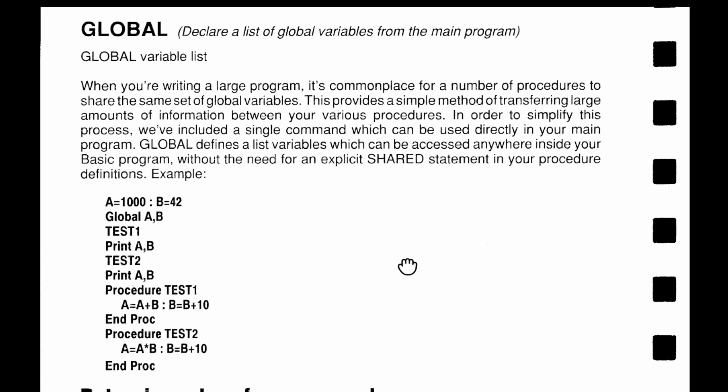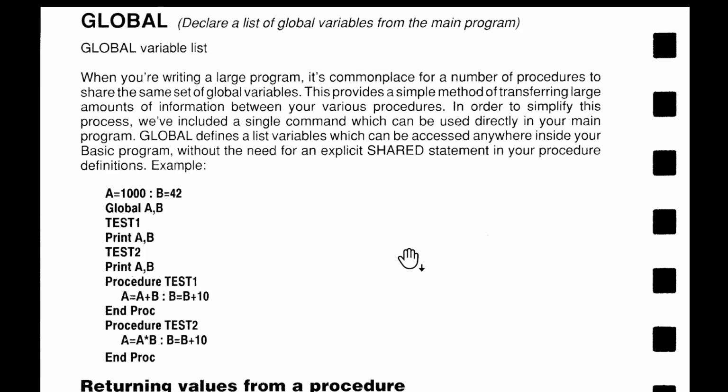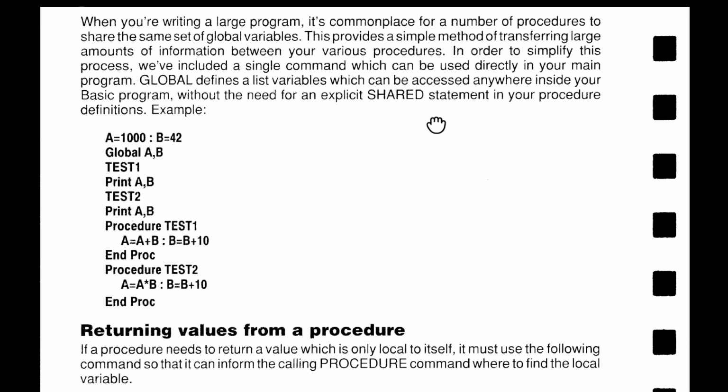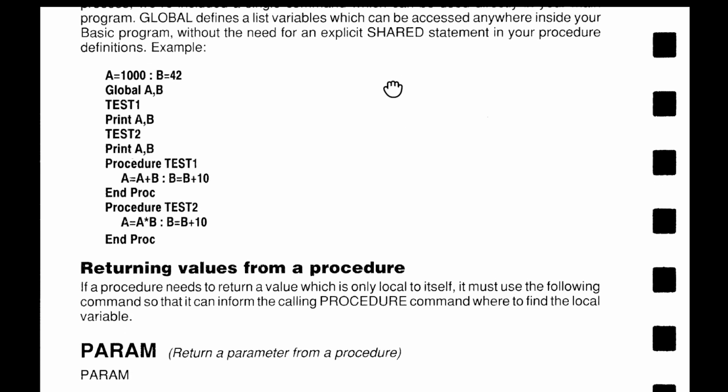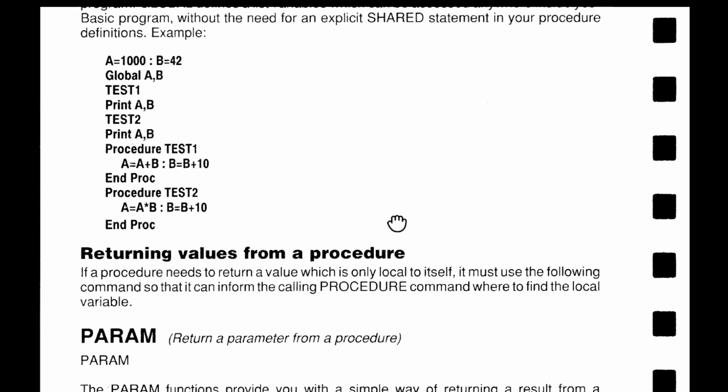Global: declare a list of global variables from the main program. Global variable list. When you're writing a large program, it's commonplace for a number of procedures to share the same set of global variables. This provides a simple method of transferring large amounts of information between your various procedures. In order to simplify this process, we've included a single command which can be used directly in your main program. Global defines a list of variables which can be accessed anywhere inside your basic program, without the need for an explicit Shared statement in your procedure.